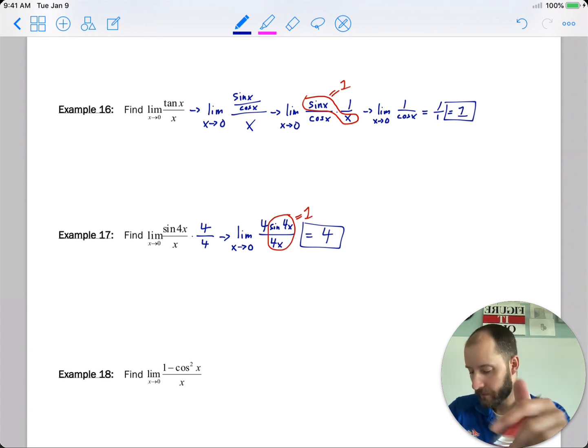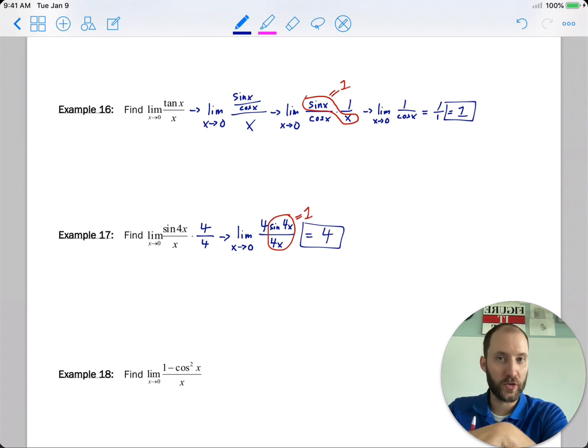Alright? Example 18 also. Take a look at that on your own. Check your answer and your work with my completed notes online.